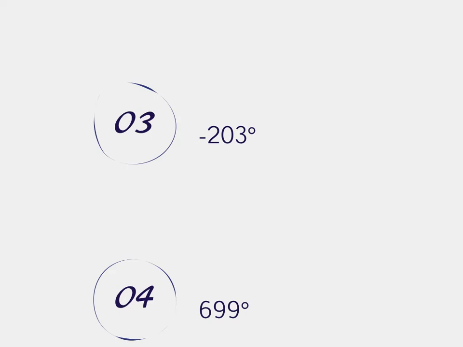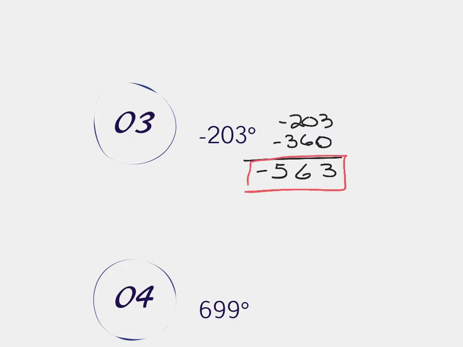Again, to get to my negative coterminal angle, I'm going to take the negative 203, subtract 360, and my negative coterminal angle is at negative 563. To get to the positive coterminal angle, I'm going to add 360, which gives me positive 157. If it asks you for more than one, keep adding and keep subtracting.